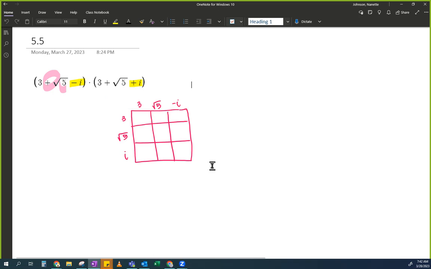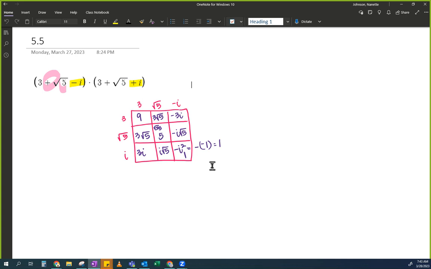So let's go ahead and multiply and then make sure that you guys are all set. So this is 9, this is 3 root 5, this is negative 3i, this is 3 root 5, this is square root of 25, which is just 5. And then this is negative i root 5. This is 3i, this is i root 5, and this is negative i squared. So negative i squared is negative negative 1, so this is just 1. Okay, so in this box, I'm just going to put a big 1. I should have made that a little smaller, but that's okay.